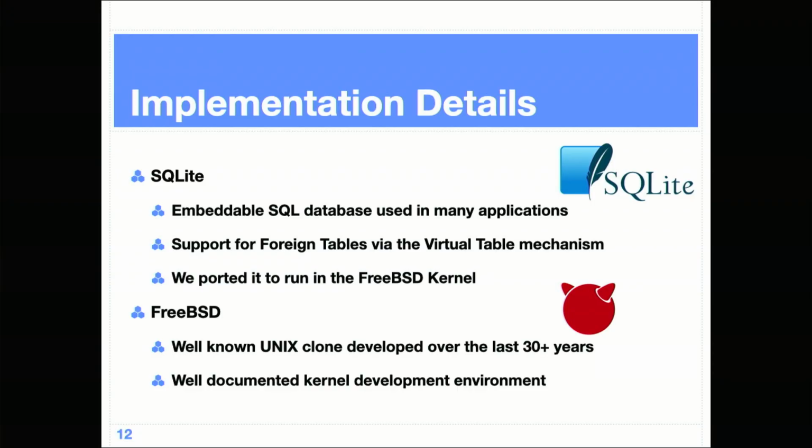But SQLite also has some features we really wanted, and in particular, this virtual table mechanism. In SQLite, you can map any data structure that you can access and see into something that looks like a table by implementing a bunch of methods. That's called a virtual table. And we use this all throughout our work. And then we ported it to run in the FreeBSD kernel.